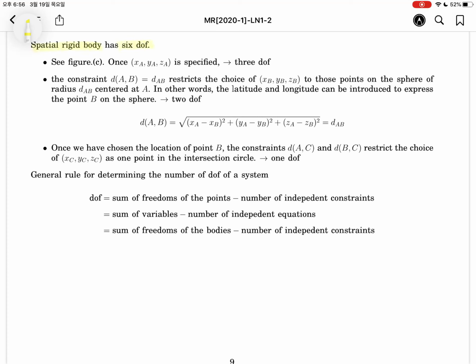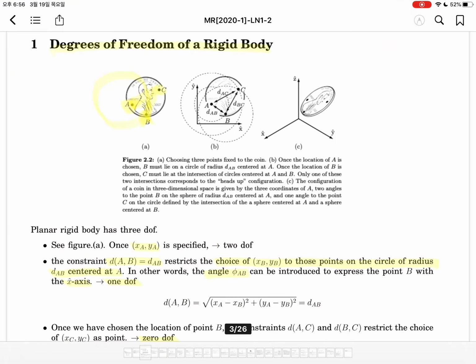On the other hand, the spatial rigid body has 6 degrees of freedom. Okay, let's come back to the previous example. In the spatial case like this, x, y, and z coordinates will be specified. Let's choose a point A. It requires x, y, z coordinates, 3 variables. Let's choose the B point. The B point has 3 variables, but it has one constraint, so 2 degrees of freedom will be enough.